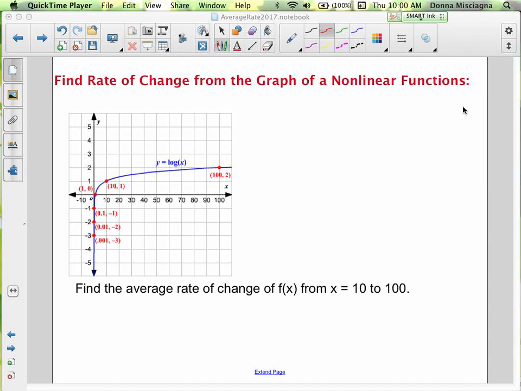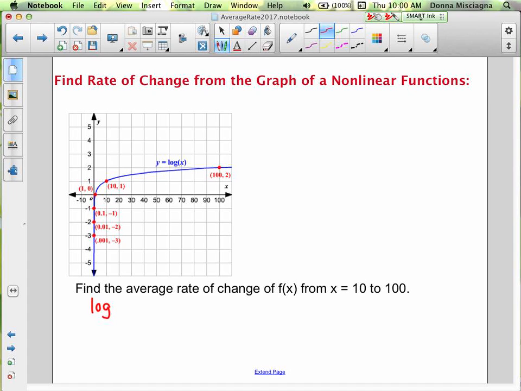All right, so log 10 would equal what? So try to do it without looking at the graph. What would log 10 equal? 1 is correct. And that's because 10 to the first equals 10. All right, and it's understood the base there is 10.